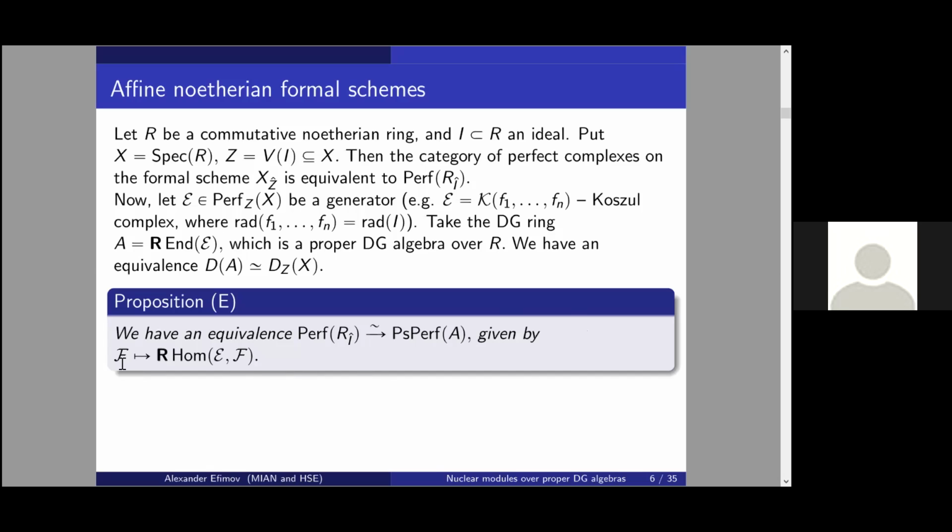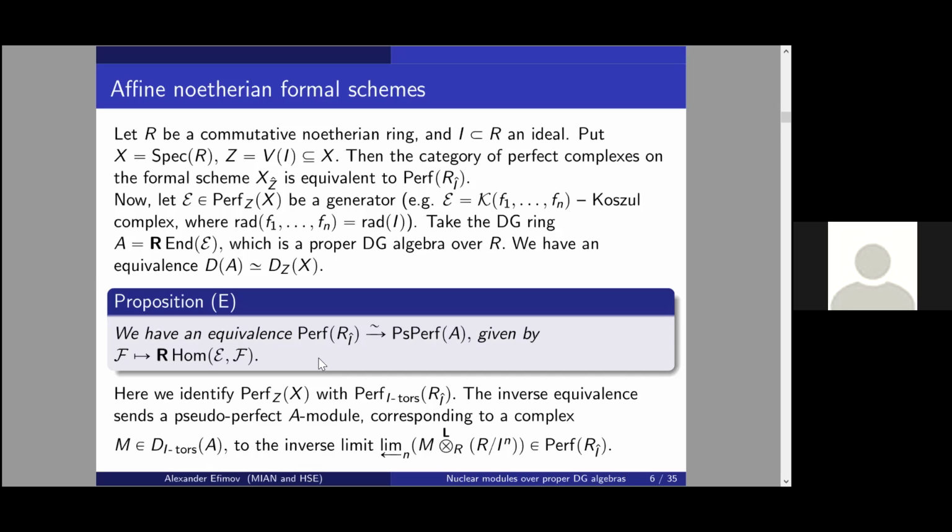The equivalence is given by F goes to RHom from E to F. Here we identify the perfect complexes supported on Z with perfect complexes over the completion with torsion homology. And the inverse equivalence sends a pseudo-perfect A-module, I'm sorry, it's not A, it's R here, a pseudo-perfect module corresponding to a complex of R-modules with I-torsion cohomology, to the inverse limit of M tensor R mod I to the N. And this inverse limit will actually be a perfect module over the completion. And these are inverse equivalences.